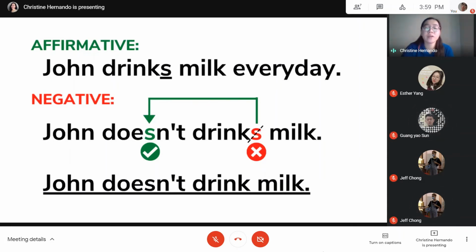So we are not going to put an S on both doesn't and drinks because it would make our sentence wrong. So we omit the S from the main verb and then we transfer it to the auxiliary verb. Is that clear? So it makes our negative sentence, John doesn't drink milk. Is that clear? Yes, ma'am.